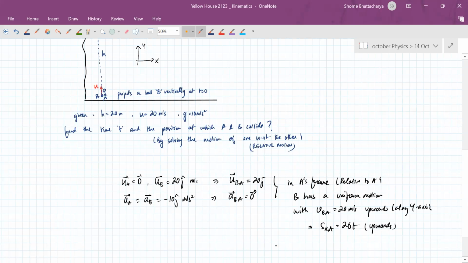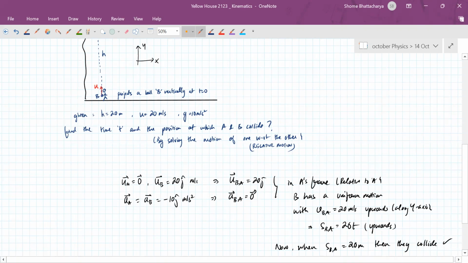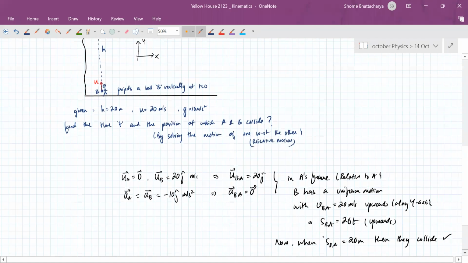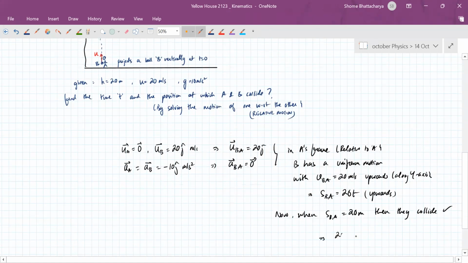So when this relative displacement becomes 20 meters, then they collide. Okay. That's it now. So 20t should become equal to 20. So t should be equal to 1 second.